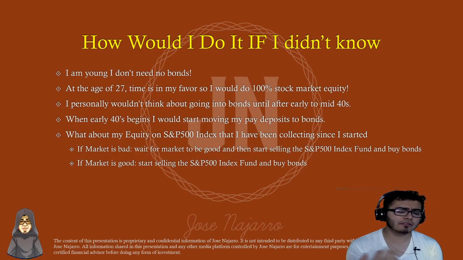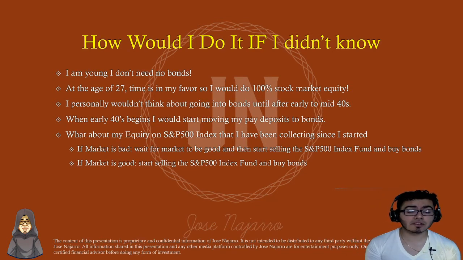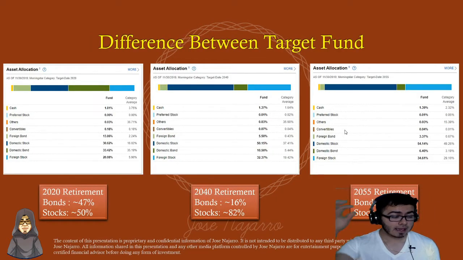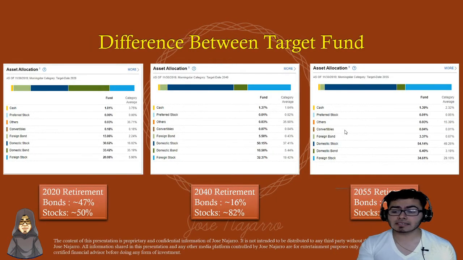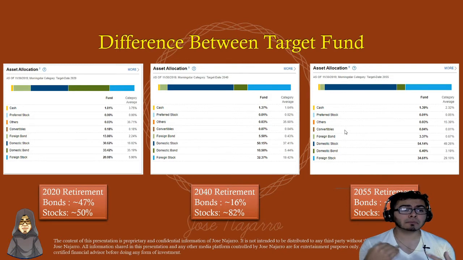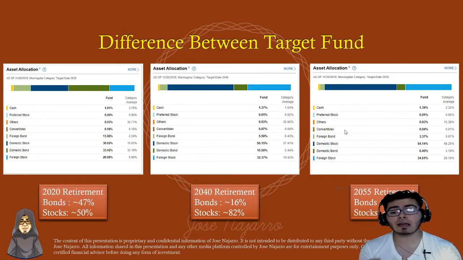If I'm young, and I'm 27 years old, time is on my side. So I don't need bonds. If we look at my 2055 retirement target fund, it says 10% bonds. But for me, I don't care about how volatile the market is right now. If the stock market crashes tomorrow, for my 401k, that'll be okay. That just means I get to buy a lot more very cheap shares.